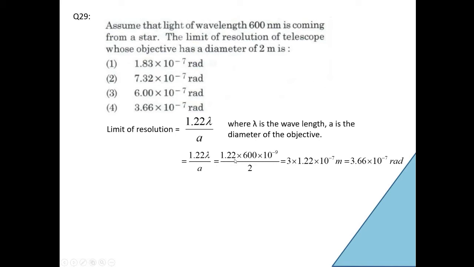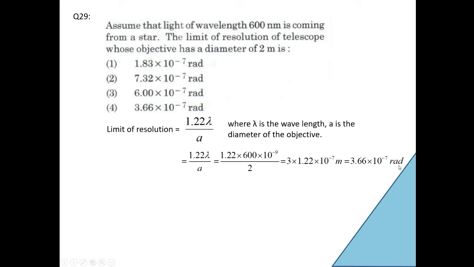1.22 lambda by A. Lambda is 600 nanometer. 1 nanometer is 10 to the power of minus 9 meter. A is 2 meter, given. Simplify. The 600 is 6 into 100, 10 power 2, with 10 power minus 9, so 10 power minus 7. 6 by 2 gives 3 in the numerator, so 3 into 1.22, 10 to the power of minus 7 meter. Therefore, 3 into 1.22 is 3.66 into 10 to the power of minus 7.